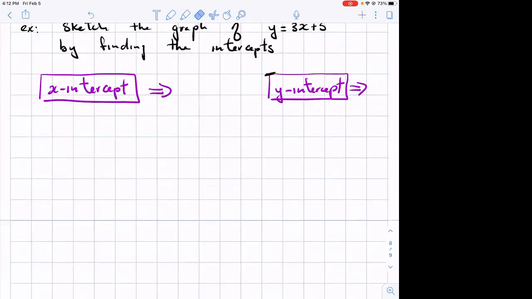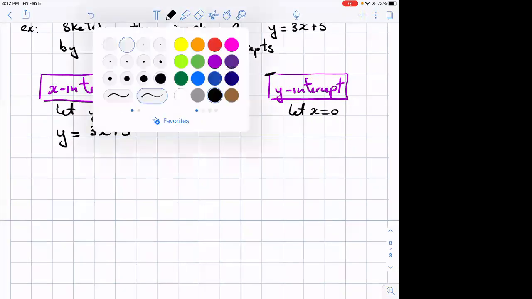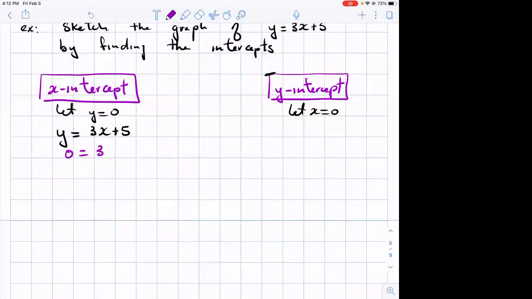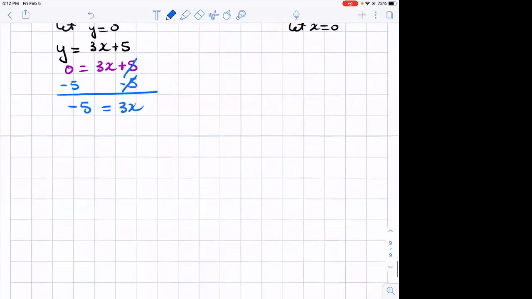So to find the x-intercept, let y equal 0. And to find the y-intercept, let x equal 0. So if we do that, remember our equation is y equals 3x plus 5. So if y is 0, we have 0 is equal to 3x plus 5. So we subtract 5 on both sides, leaving us with minus 5 is equal to 3x. The plus 5 and the minus 5 cancel, okay?